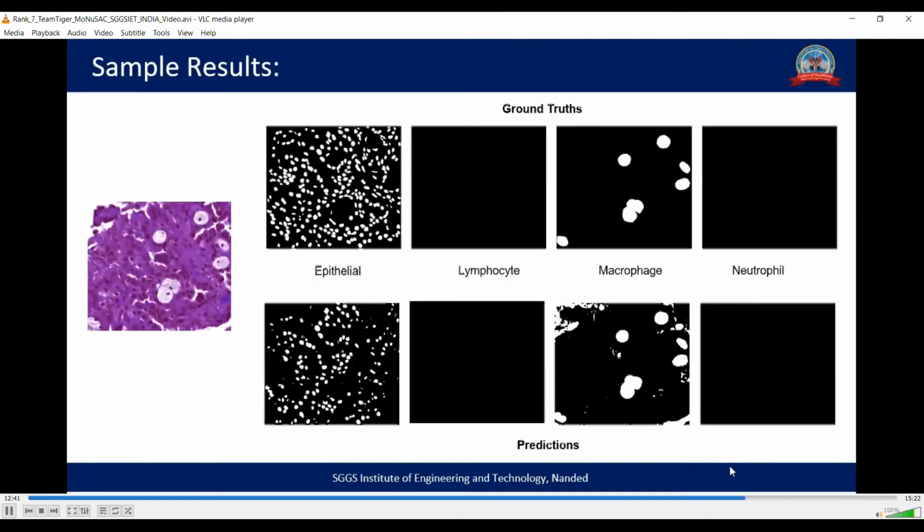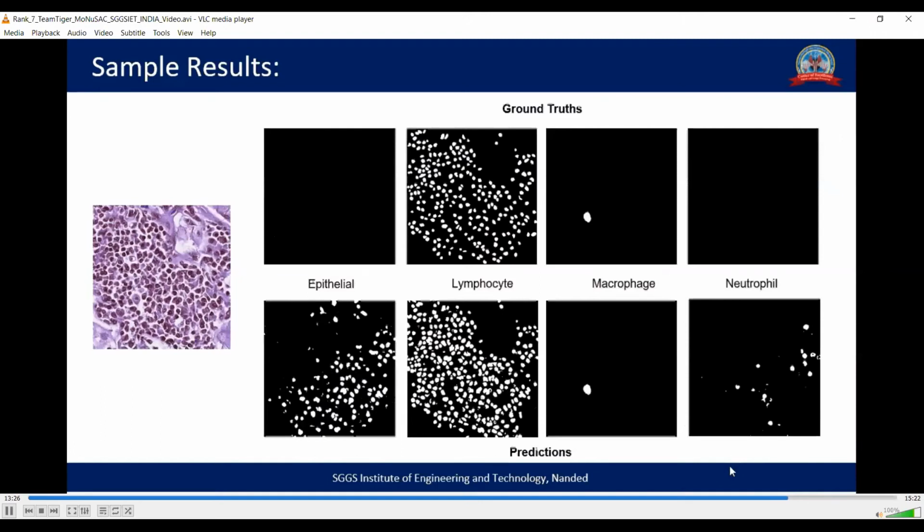These are the sample results. The above 4 binary images are ground truth annotations, which show that the given input image has 2 types of cells, epithelial and macrophage. The output generated by our proposed approach is shown below. In the prediction of epithelial cells, we can observe that the model undersegments the epithelial cells. In the case of macrophages, some incorrect pixels are also observed along with the correctly predicted pixels. Overall, we can say that our model segments the cells correctly.